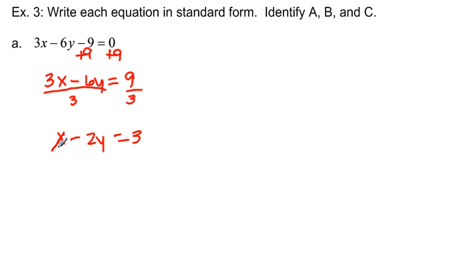And now my equation is in standard form. The value of A is 1, because I have 1x. The value of B is negative 2, because there's a minus sign in front of the 2y. And the value of C is 3. A, B, and C are integers. The greatest common factor is now 1, and A is positive, so we've got it in standard form.